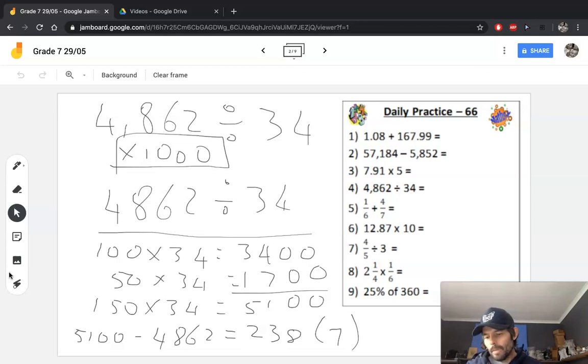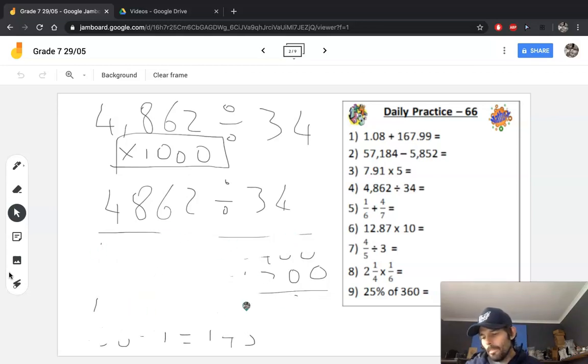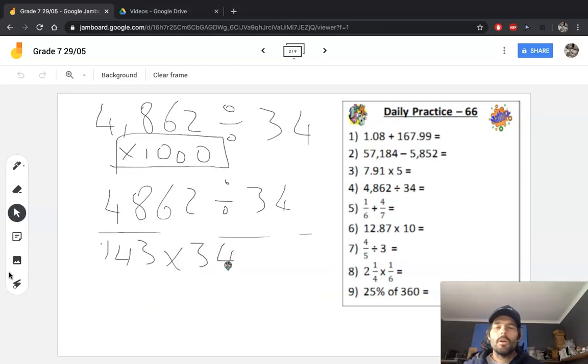Okay, and if I just create some space here, I'll have to do 150 minus those 7 groups of 34. So that's going to give me 143. Now I can go and check that before I go divide by 1,000. So how do I check that? I need to go 143 multiplied by 34. So 143 multiplied by 34. And you've got multiple ways of doing that. Okay, so if we just do that here quickly, 143 times 34, and we can check it.